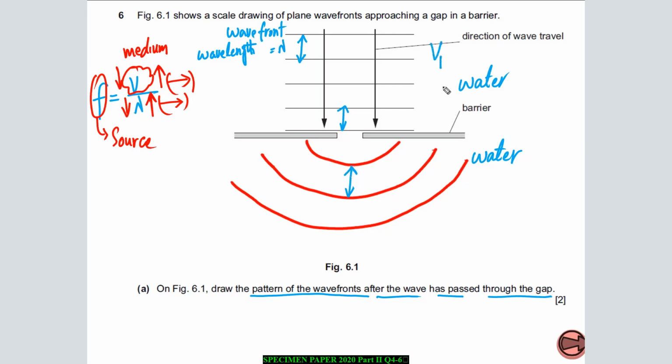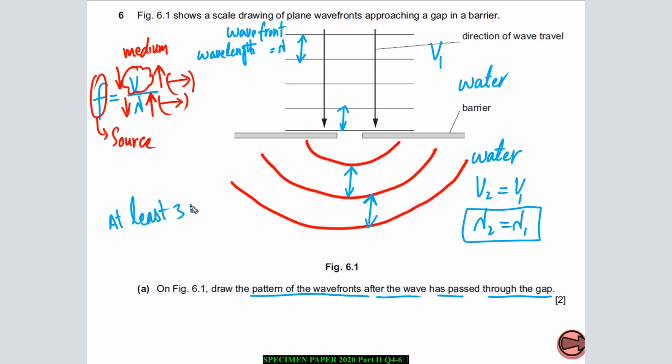Let's say the speed is v1 here and the speed is v2 here. In this case, v2 is equal to v1, and lambda 2 is also equal to lambda 1. The second thing we need to understand is that we need to draw at least 3 wave fronts, not 1, not 2, at least. So how many wave fronts do you have to draw? At least 3 wave fronts to get full marks.